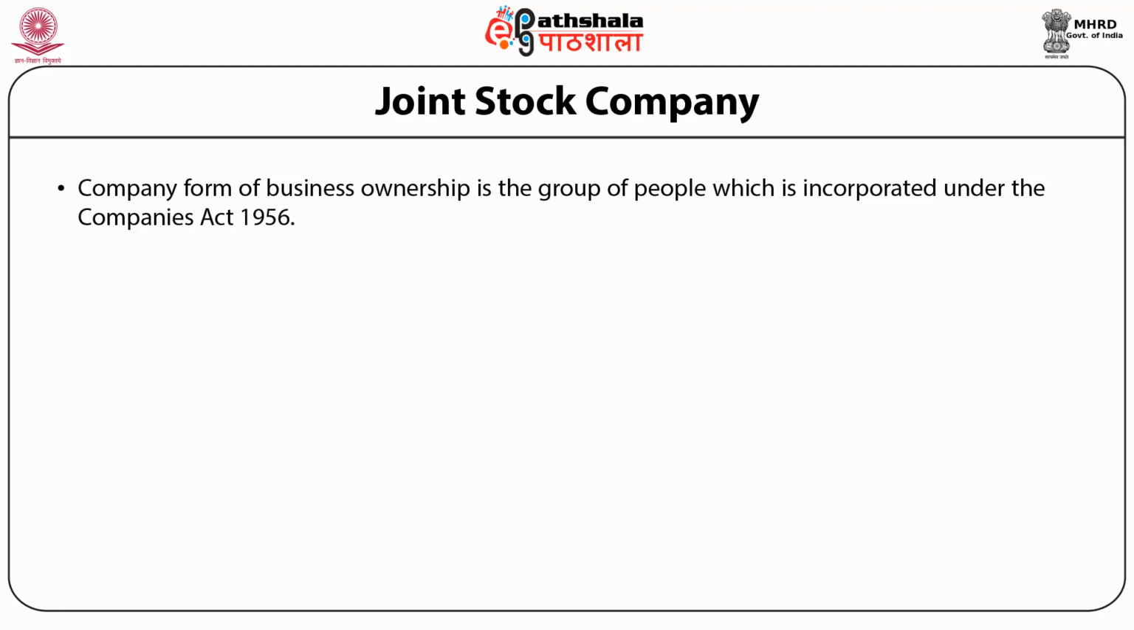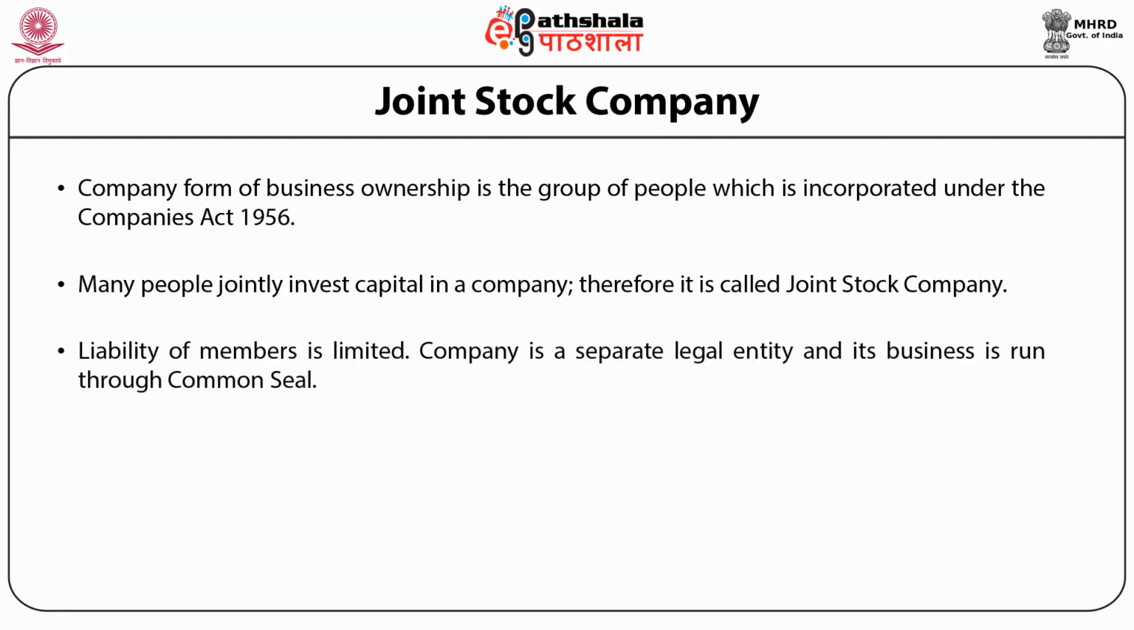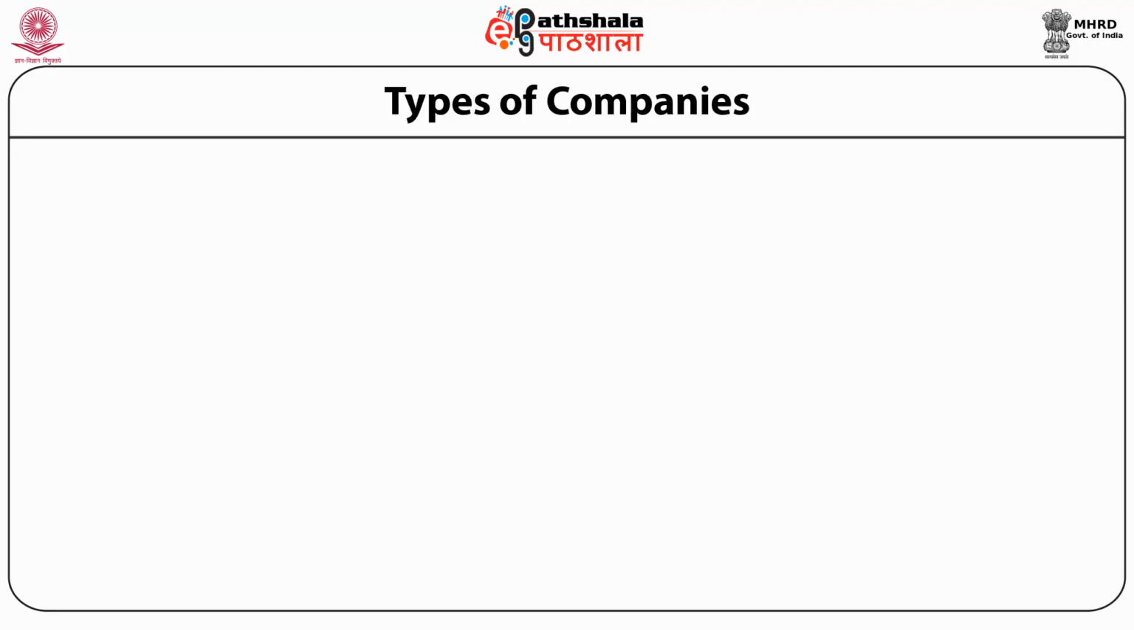Company form of business ownership is a group of people which is incorporated under the Companies Act 1956. Many people jointly invest capital in a company, therefore it is called a joint stock company. The capital of the company is divided into transferable shares, which means shares can be bought and sold. Liability of members is limited. A company is a separate legal entity and its business is run through a common seal. The existence of a company is continuous or perpetual and separate from its members. In simple words, shares of the company are transferable and the life of the company is not affected by the entry and exit of its shareholders.